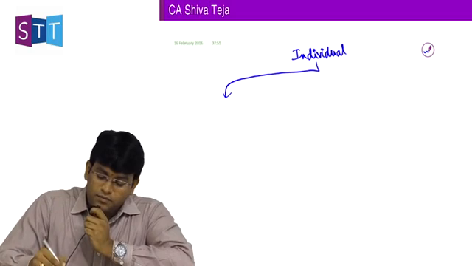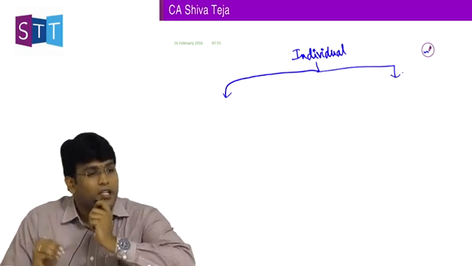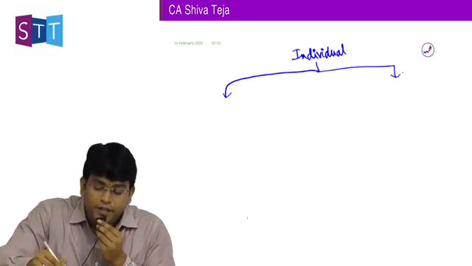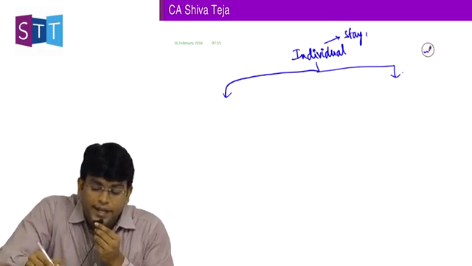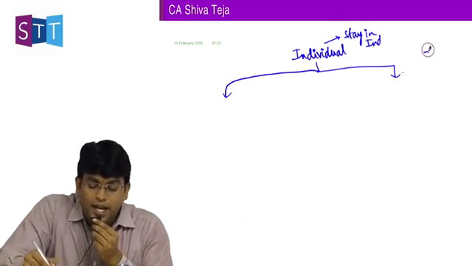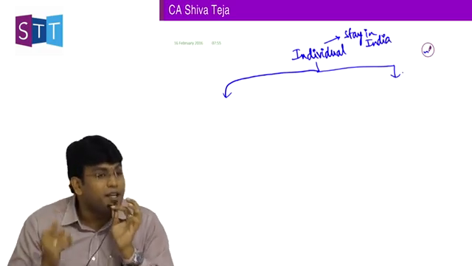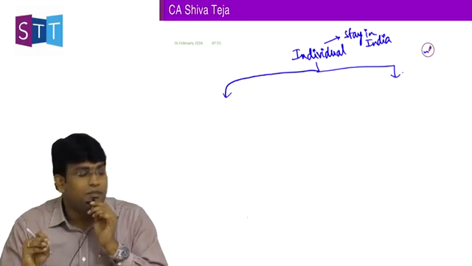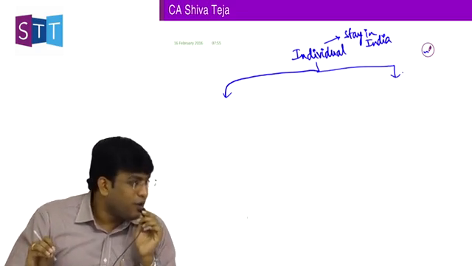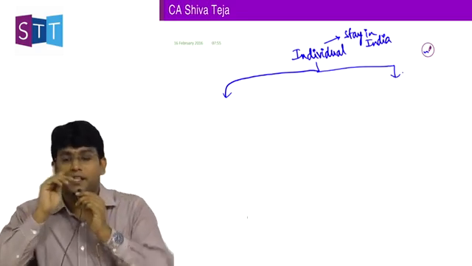Friends, for an individual, residential status is clearly based on stay in India. Stay in India means physically present in India, not virtually. Physically present in India. Okay, guys, please see, physically present in India.